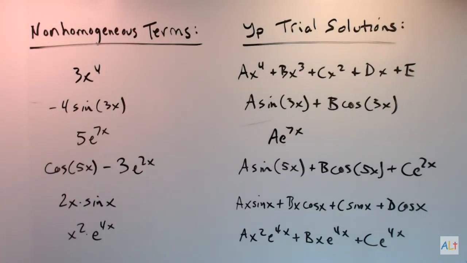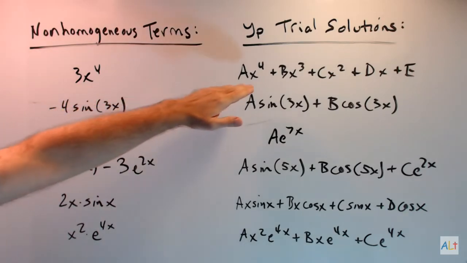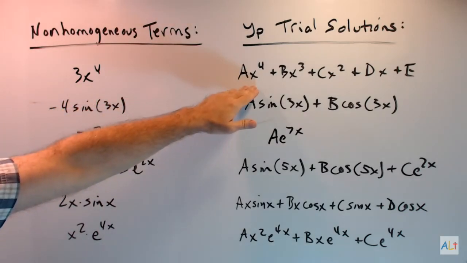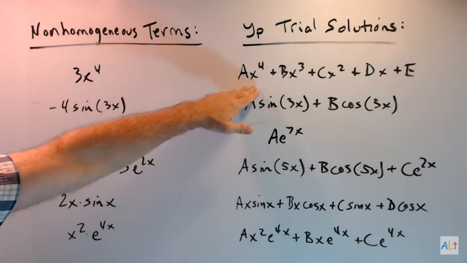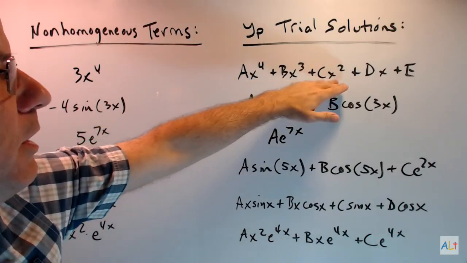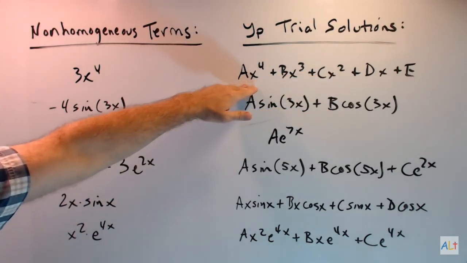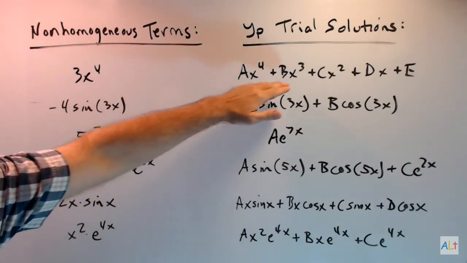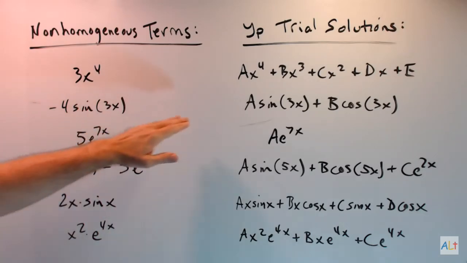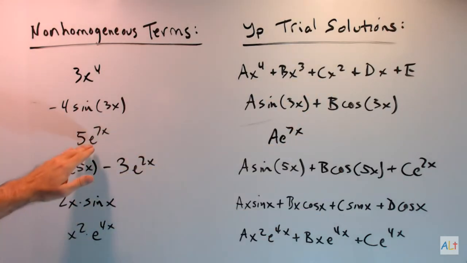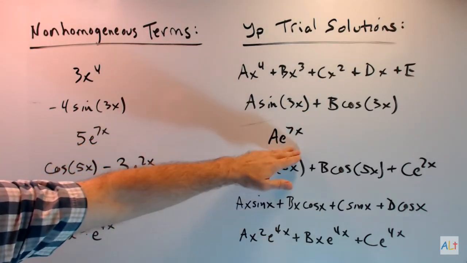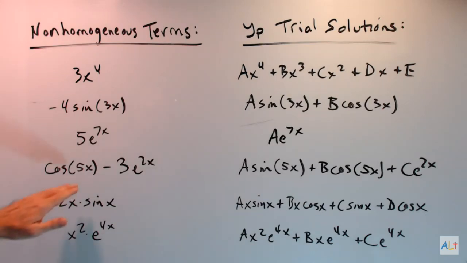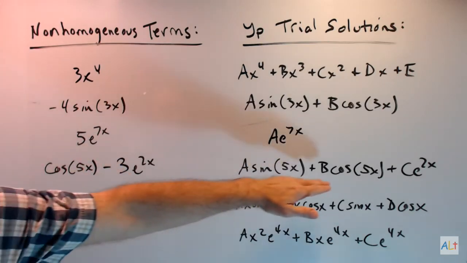So here's how you should pick your trial solution. Whatever non-homogeneous term you have has to have a matching term over here, and there also need to be terms corresponding to any possible derivatives of this term that matches this over here. So there's how power functions work. If you have a sine, you also need a cosine. Derivative of an exponential is an exponential. It's simple enough. If you have more than one term, then both terms need to be accounted for.